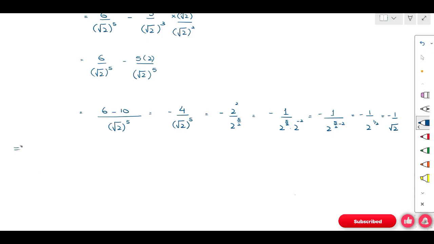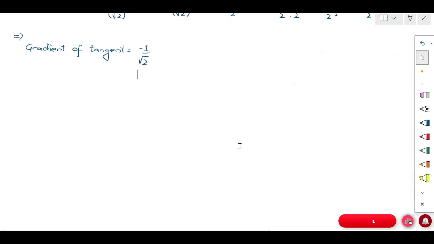Okay, so this implies we got the gradient of tangent, that is equal to negative 1 over square root of 2. Now tangent is always perpendicular to the normal, so the gradient of normal would be the negative reciprocal. Negative times negative is positive, the reciprocal of 1 over root 2 is just root 2. So this is the gradient of normal.